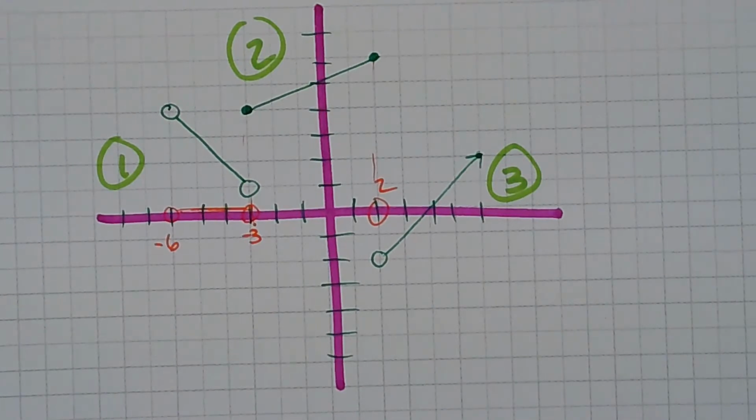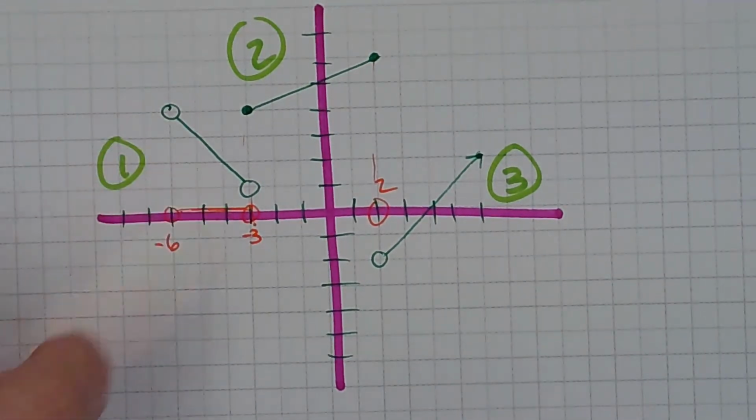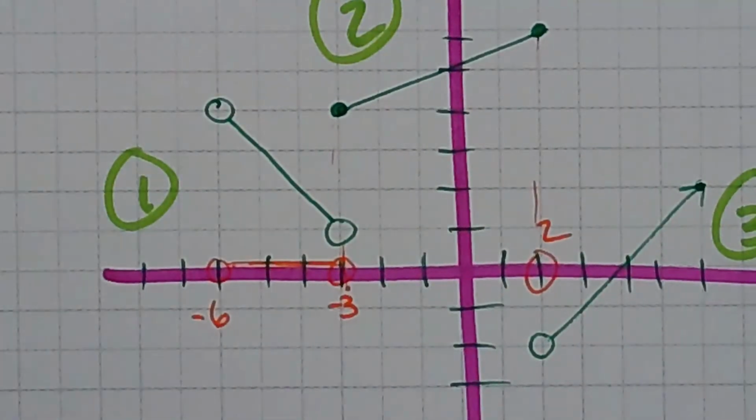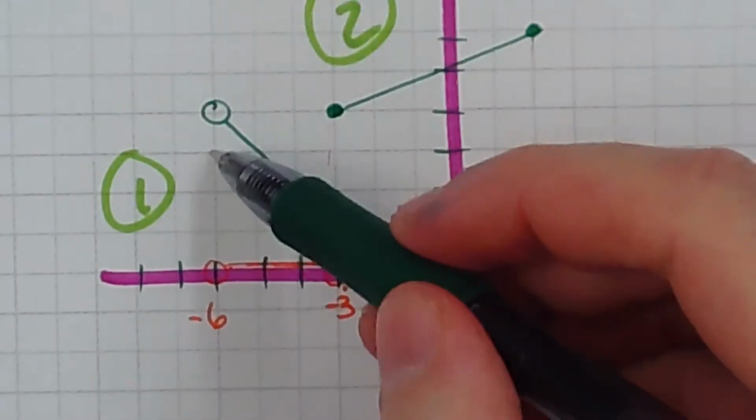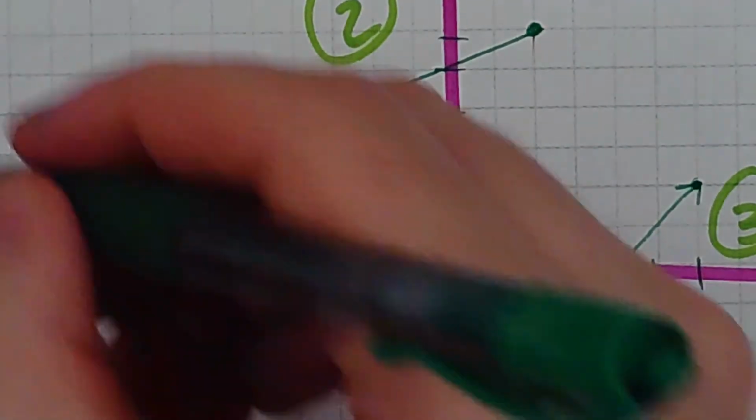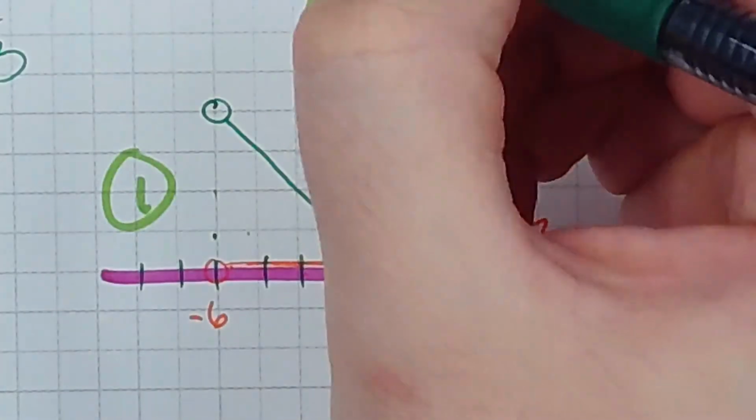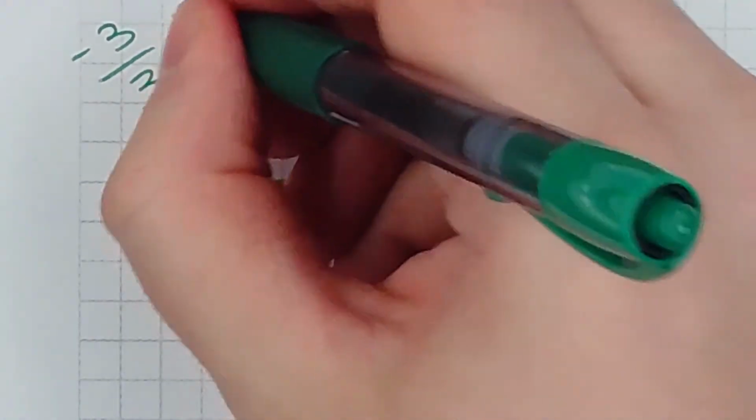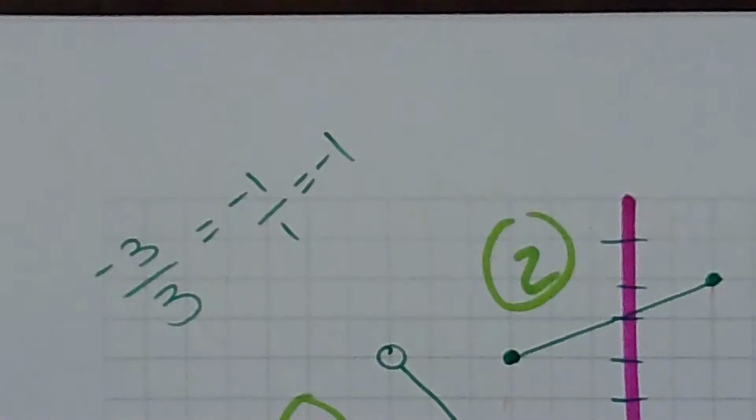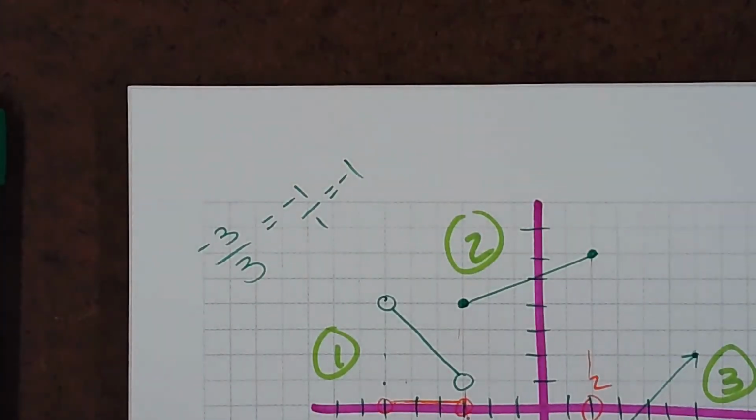Now let's write the equations. The equation for number 1, well, first we need to find the slope. So let's zoom in and take a look. The slope appears to be down 1, 2, 3, and over 1, 2, 3. So down 3 over 3, otherwise known as down 1 over 1, or -1. So our slope is -1.